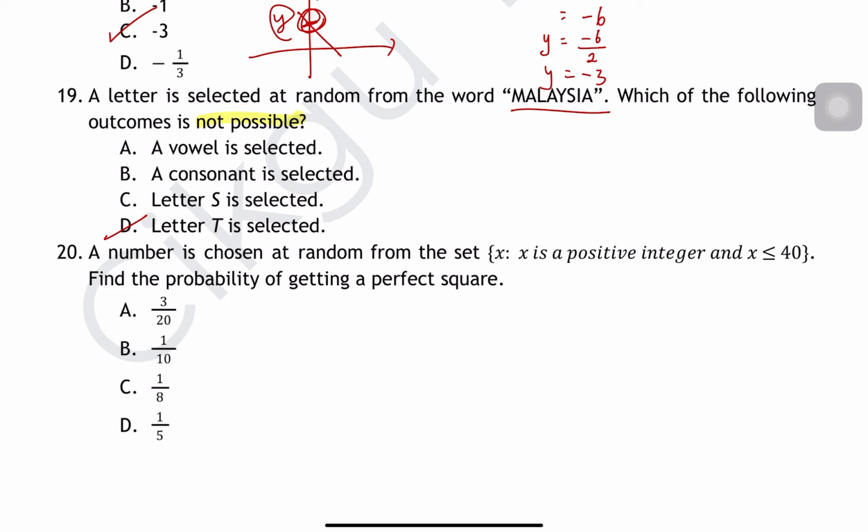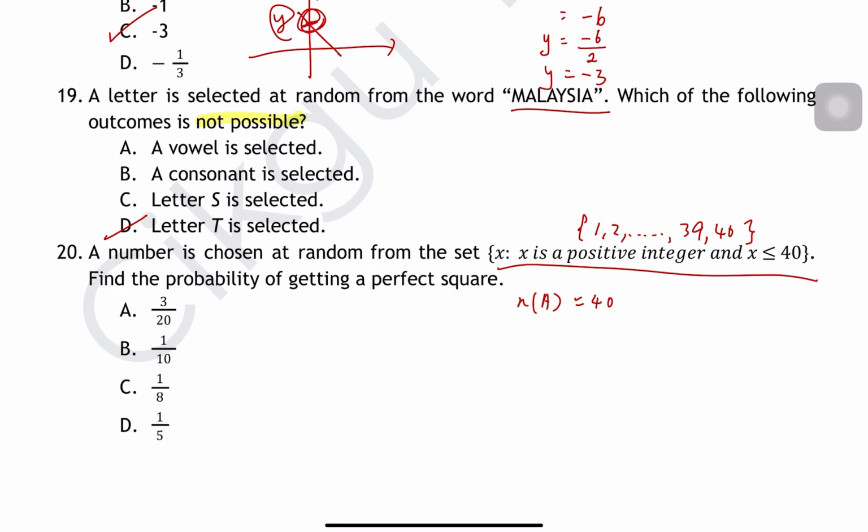Then the last one, a number is chosen at random from the set x, where x is a positive integer and x must be lesser than or equal to 40, which means over here, your sample space will begin from 1 right until 40. These are your sample spaces. And from here, you will know your n of your set. Let's take this set as set A maybe. You will have 40 numbers in total, because you will start from 1, 2, 3, right until 40.